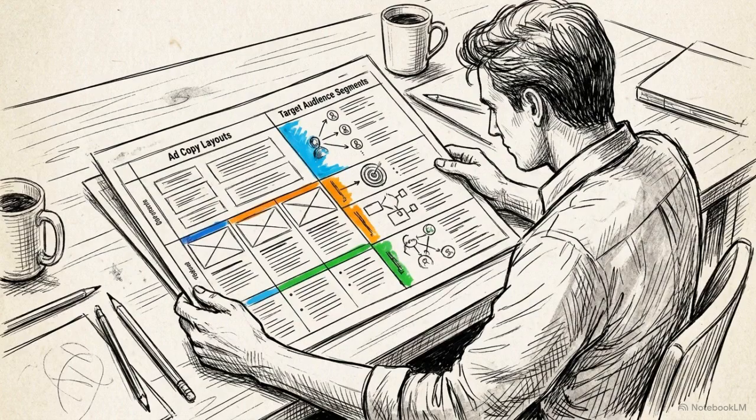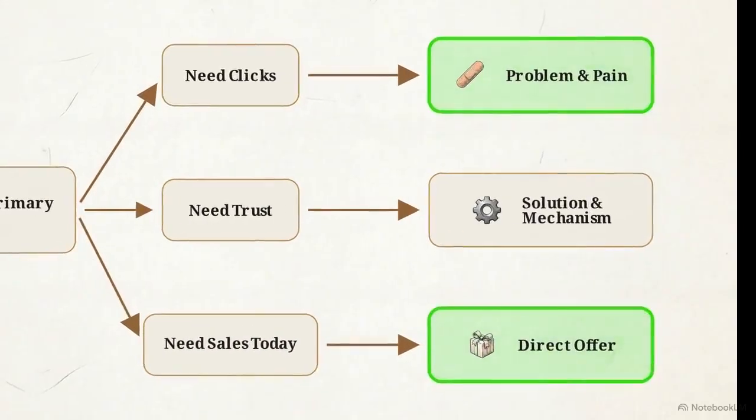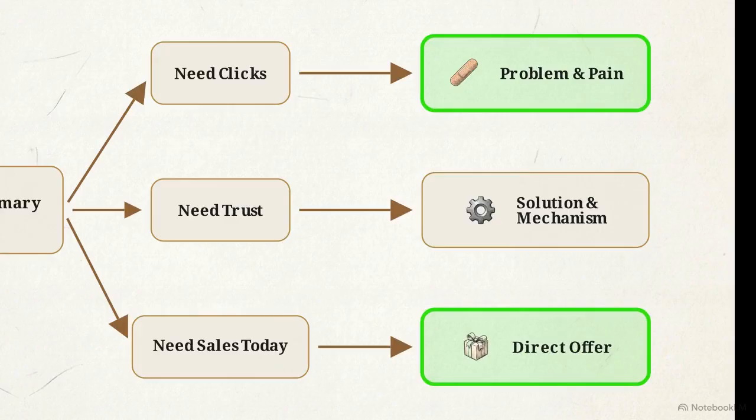We have mapped out the theory behind the archetypes. Now let's look at how to actually apply them to your specific business situation. This is a decision framework based on your immediate bottleneck. Struggling for clicks, building trust, or needing sales today? Let's start with a bootstrapping beginner with a limited budget who desperately needs an immediate return on ad spend.